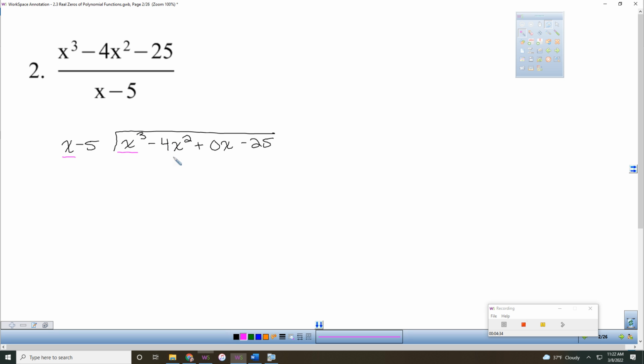So x cubed divided by x is equal to x squared. That goes on the top, and then I multiply. X squared times x is x cubed, and x squared times negative 5 is negative 5x squared. Then I'm going to subtract, so that makes this a negative and this a positive. So when I add these together, negative 4x squared plus 5x squared is just x squared. And then I'm going to go ahead and drop down the 0x, which seems kind of pointless, but I promise you, you don't want to mess up and not have your placeholder.